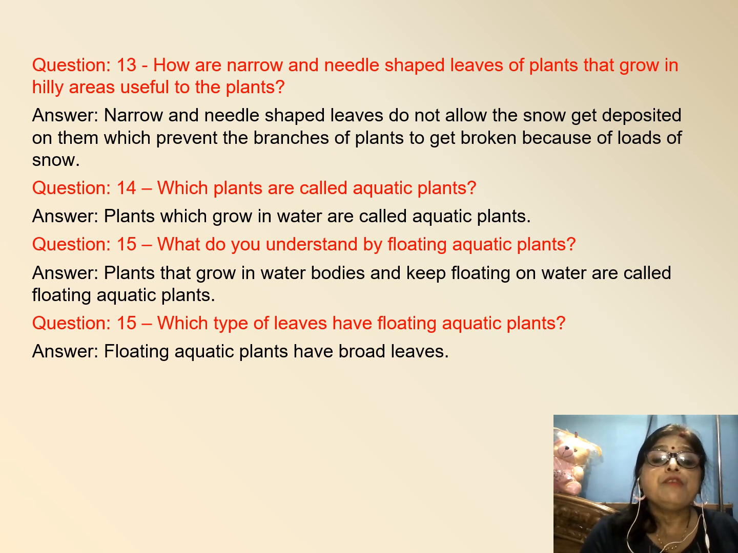Next question. Which plants are called aquatic plants? Plants which grow in water are called aquatic plants. What do you understand by floating aquatic plants? Plants that grow in water bodies and keep floating on water are called floating aquatic plants. Which type of leaves do floating aquatic plants have? Floating aquatic plants have broad leaves.